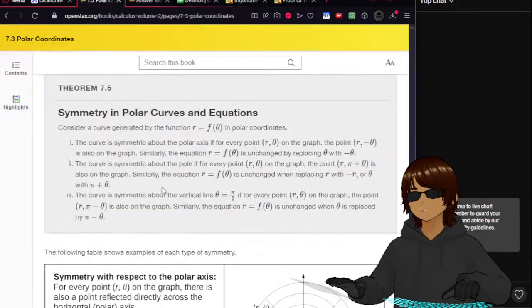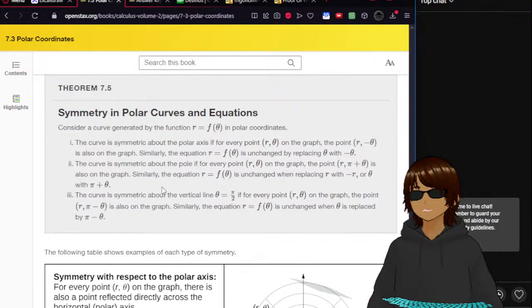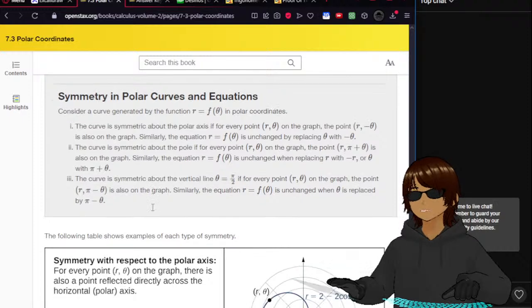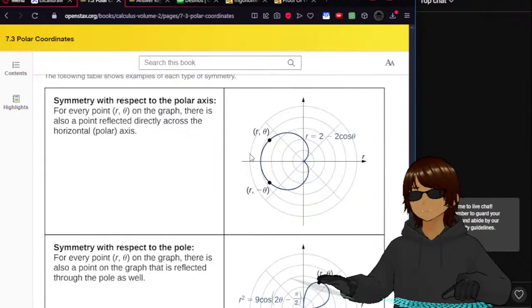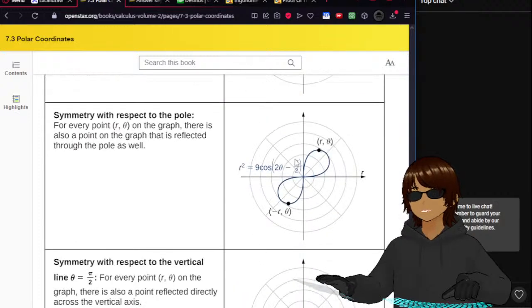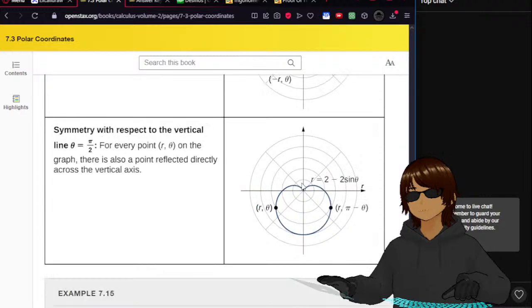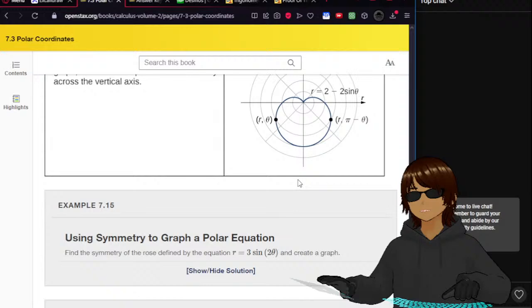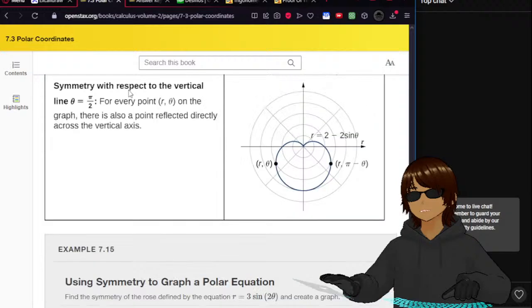The curve is symmetric about the vertical line theta is equal to pi over 2 if for every point r and theta on the graph, the point r and pi minus theta is also on the graph. Similarly, the equation r is equal to f theta is unchanged when theta is replaced by pi minus theta. So this one is symmetric about the polar axis. This is symmetric around the pole. This is symmetric with respect to the vertical.